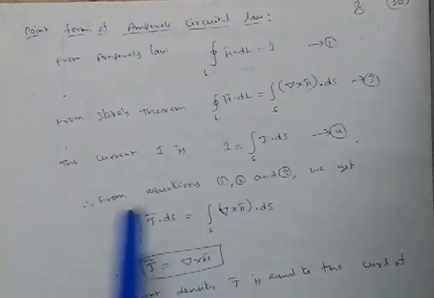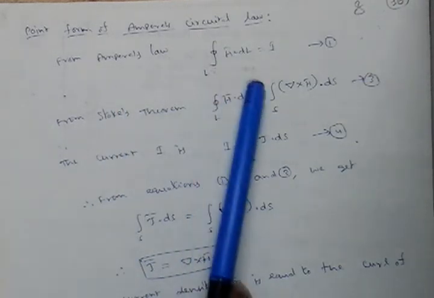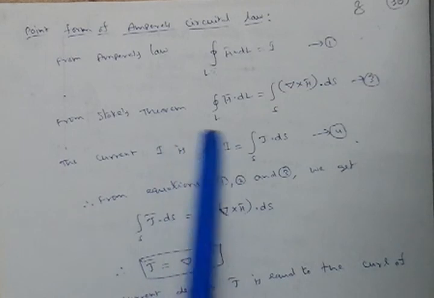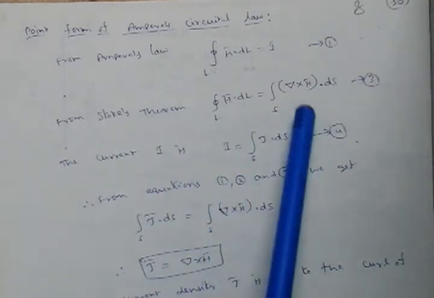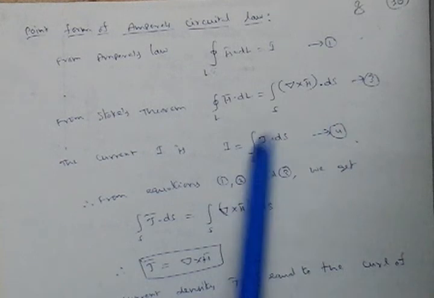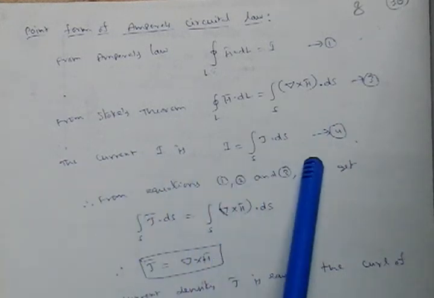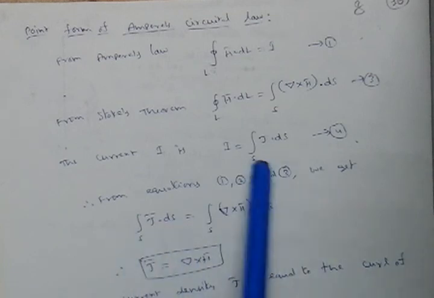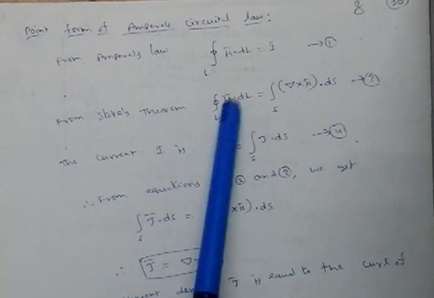Next, the point form of Ampere circuit law. From the Ampere circuit law, we know the line integral of H bar dot dl is equal to I. From the Stokes theorem, which we will discuss later, the line integral of H bar dot dl is equal to the surface integration of del cross H bar dot ds, and we know the current I is equal to J bar dot ds. So using this, I is equal to this.